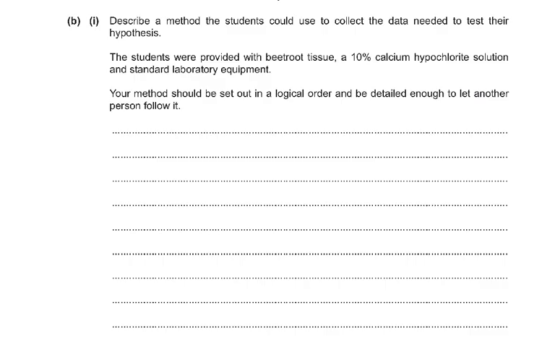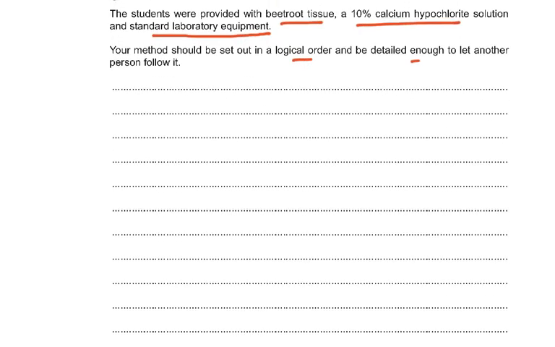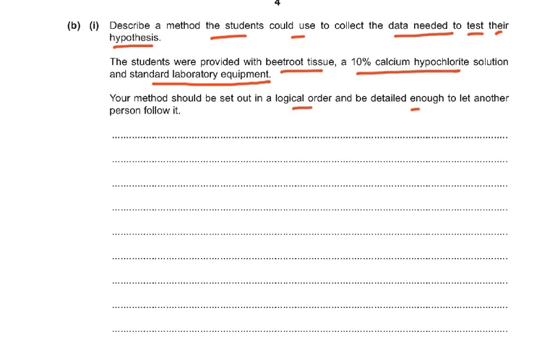Then it says B1, describe a method the students could use to calculate the data needed to test their hypothesis. The students were provided with beetroot tissue, a 10% calcium hypochlorite solution, and standard laboratory equipment. Your method should be set out in a logical order and be detailed enough for another person to follow it. Now you can see this is for a lot of marks. This is for 7 marks. This is usually 7 or 8 marks, and this is what we need to think about.